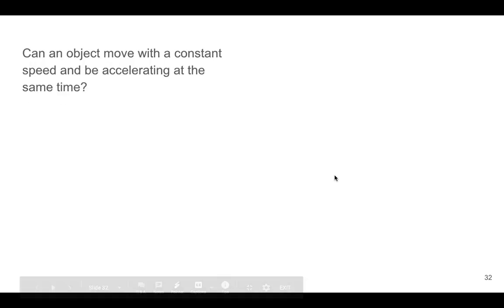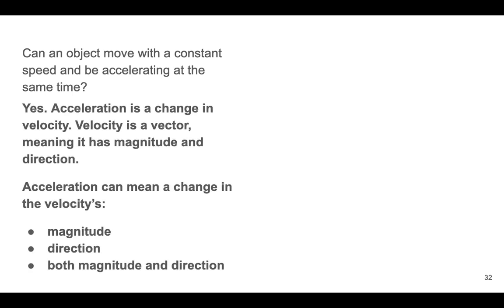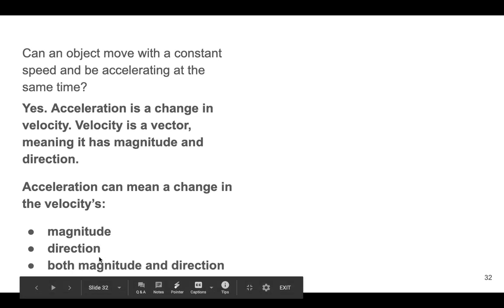So question, can an object move with a constant speed and be accelerating at the same time? Think of that. The answer is yes, because speed is not the same thing as velocity. Acceleration is a change in velocity. So you can change your velocity by either changing the magnitude of your velocity, which is your speed, or the direction of your velocity, because velocity is a vector, or you can change both the magnitude and the direction. If you're doing any one of these things, then you're accelerating.